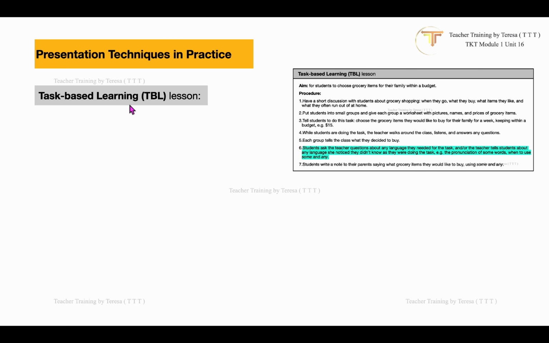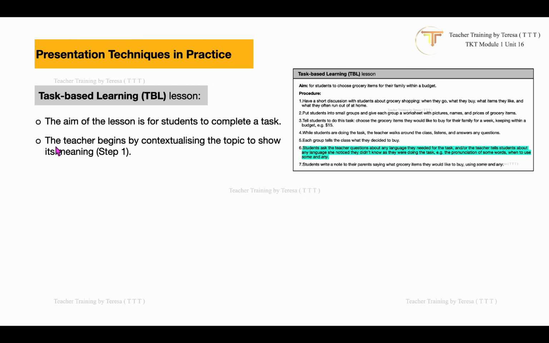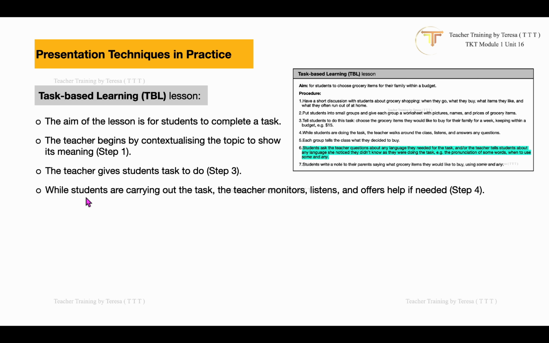Task-based learning, TBL lesson. The aim of the lesson is for students to complete a task. The teacher begins by contextualizing the topic, to show its meaning. Step 1. The teacher gives students a task to do. Step 3. While students are carrying out the task, the teacher monitors, listens, and offers help if needed.